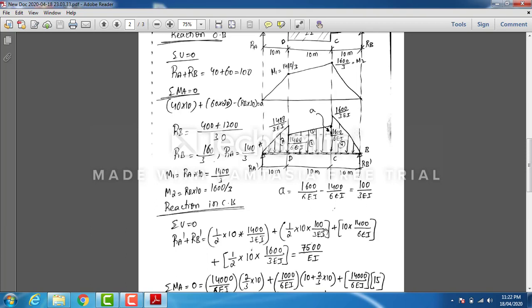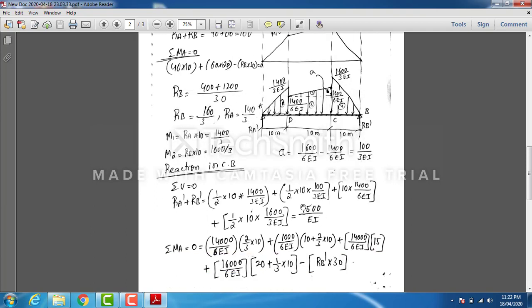I told how we got 100 by 3 EI. Now coming to the third area, it is a rectangle, so base is 10, height is 1400 by 6 EI. Next, the fourth one is a triangle again, so half into base 10, height is 1600 by 3 EI. So it works out to be 7500 by 3 EI.